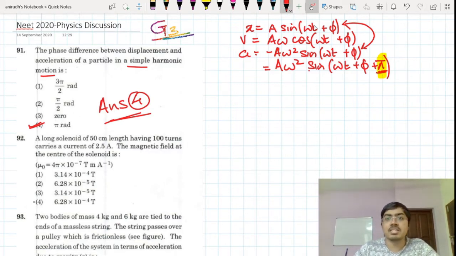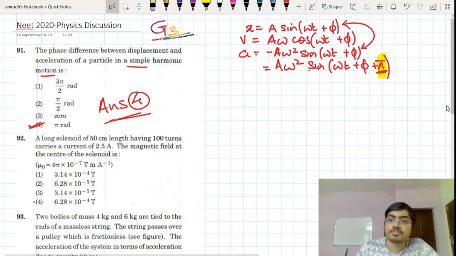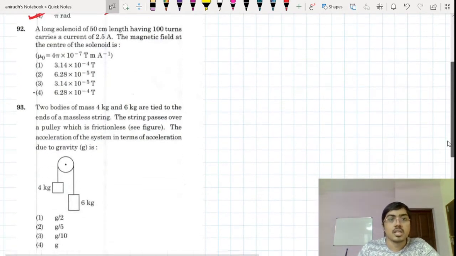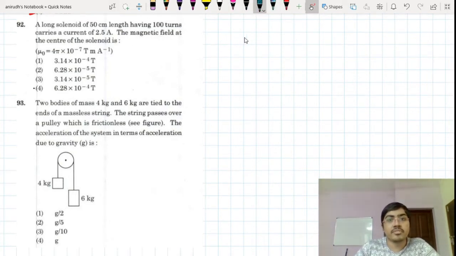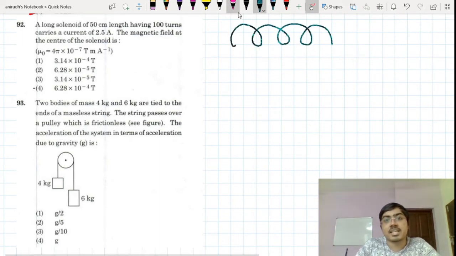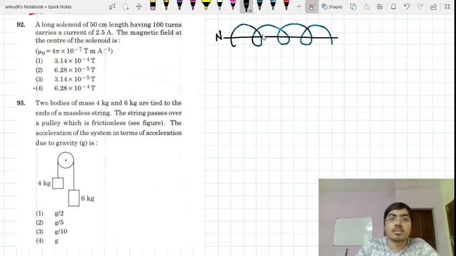So it's a direct question. Let's go to the next one now. This is from the topic of magnetism, and it is from the topic of solenoid, isn't it? As we know, if you have a solenoid like this, the magnetic field is actually straight in the center. Let's suppose this is the north pole, this is the south pole. In a current carrying solenoid, it will be like this in the center.